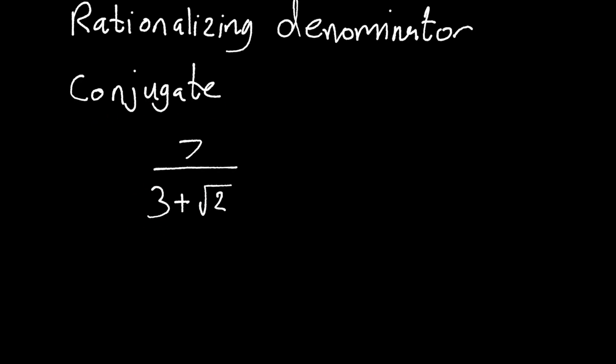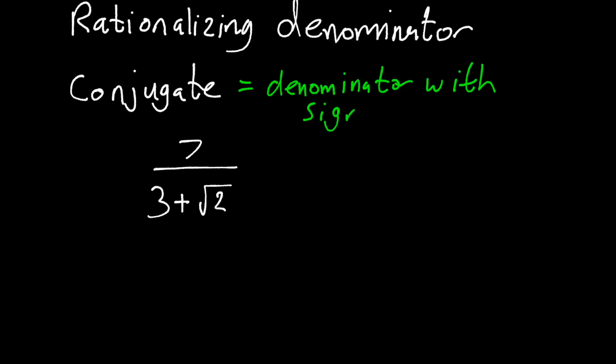What is the conjugate? The conjugate is the denominator with the sign flipped. So take a look at our denominator here. I have 3 plus the square root of 2. So this time, I still have to multiply top and bottom by something, but since there's an operation here, since there's more than just the square root of 2, we use the conjugate. And the conjugate for this one is going to be, well, 3 minus the square root of 2. All I did was take the denominator and I changed the sign.